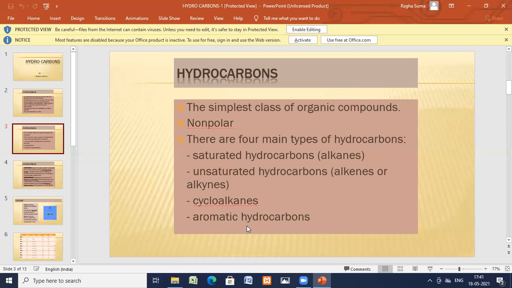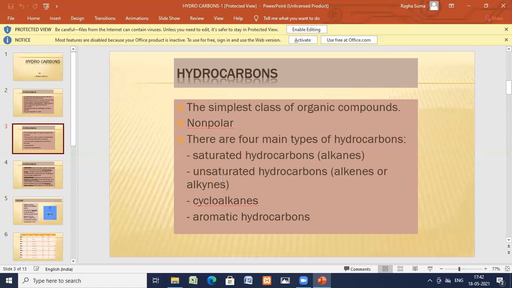Basically, the hydrocarbons are classified into two types: aliphatic or acyclic hydrocarbons, and the cyclic or ring compounds. Under the acyclic or aliphatic compounds, you have saturated hydrocarbons or unsaturated hydrocarbons. In the saturated hydrocarbons, as I told you, the alkanes, these alkanes have carbon single bond carbon.